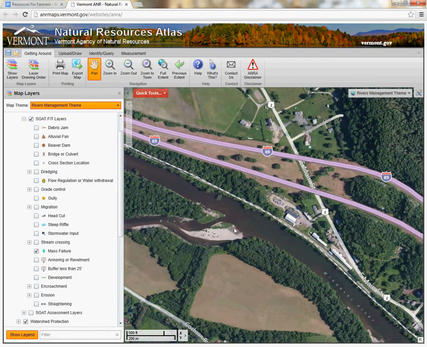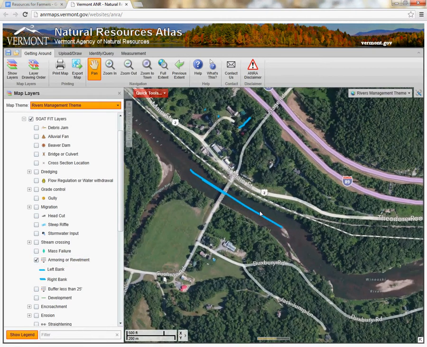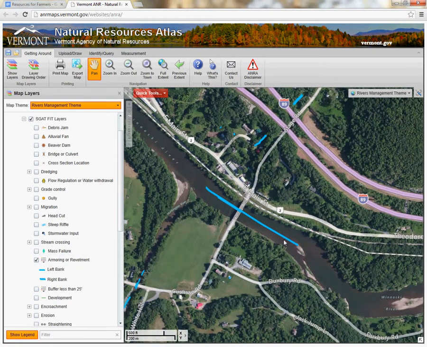Next would be armoring or revetment. Here, the next one. And you can see this is divided into the left bank and the right bank. And so here we can see that the right bank has been armored somehow. And examples of these would be riprap, or any cement feature holding the river at bay from the land.